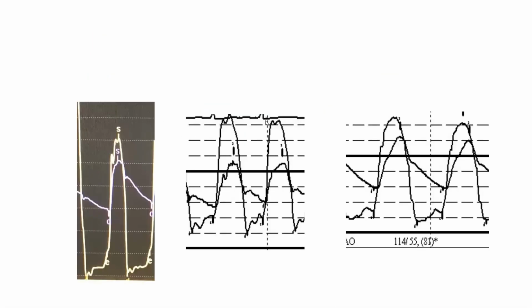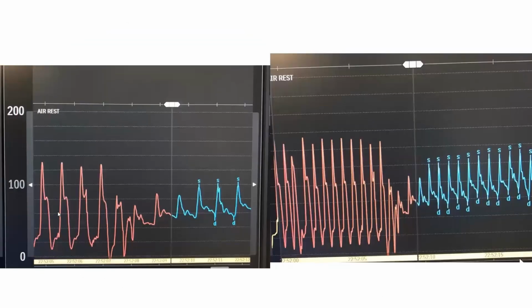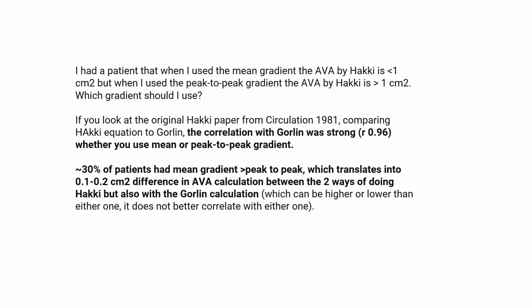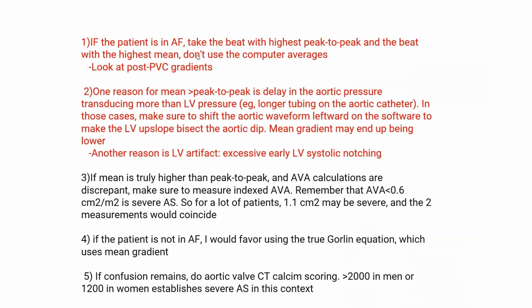So this is how the LV pressure looks like. You may have notching in our catheter fluid-filled system on the top of the LV, and we like to see that. But if you have an excessive early notch, this horn here becomes bigger than the second horn, that's an artifact. Something like this, that's an artifact. And that can create a fake peak-to-peak and even mean gradient in those patients. Another idea you can use in those cases is if you have a fib, take the beat with the highest peak-to-peak gradient and the highest mean gradient.